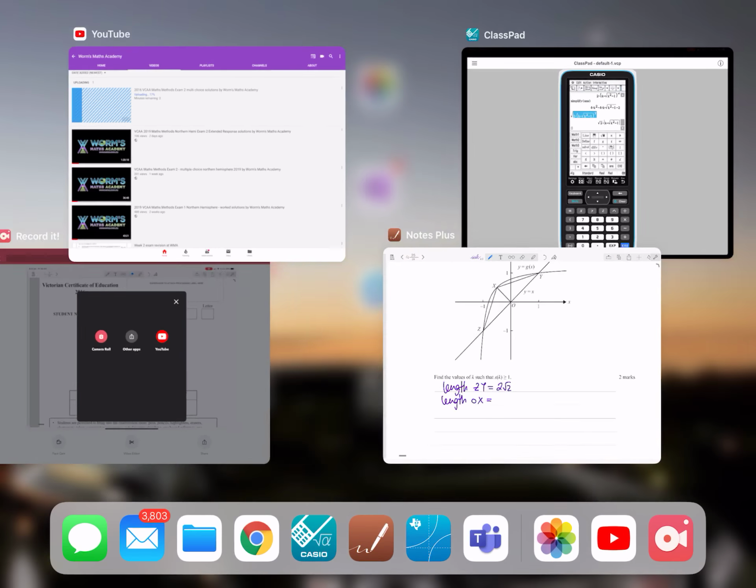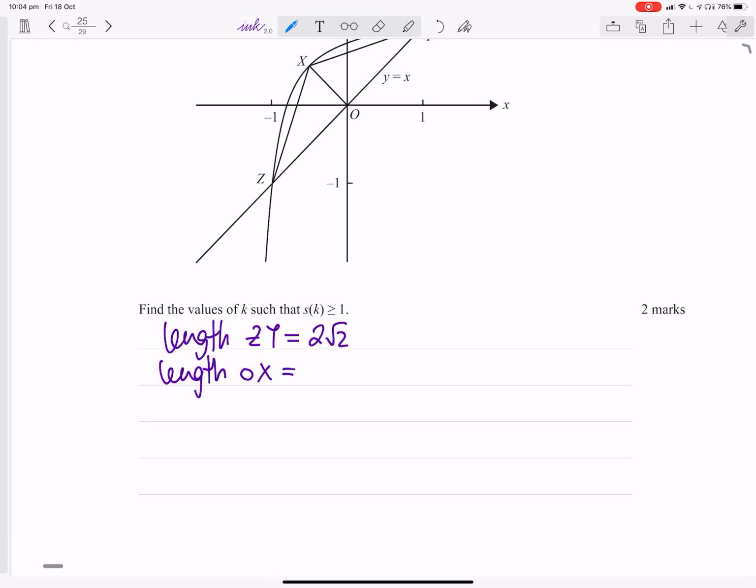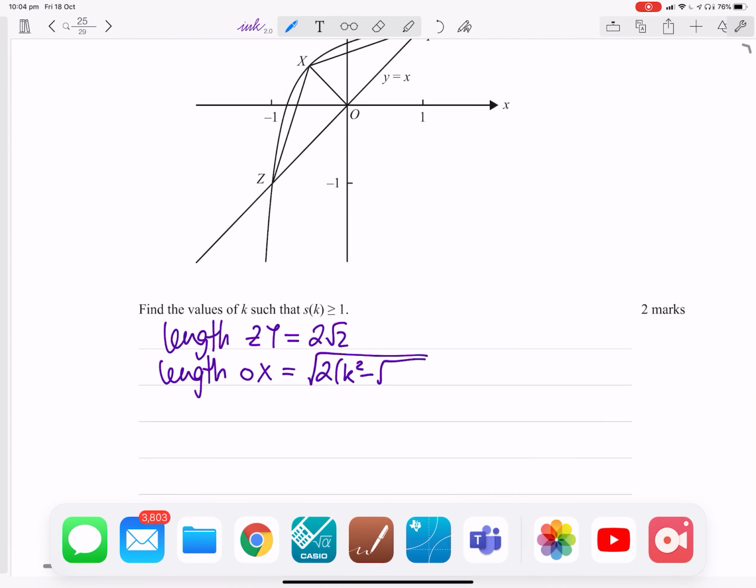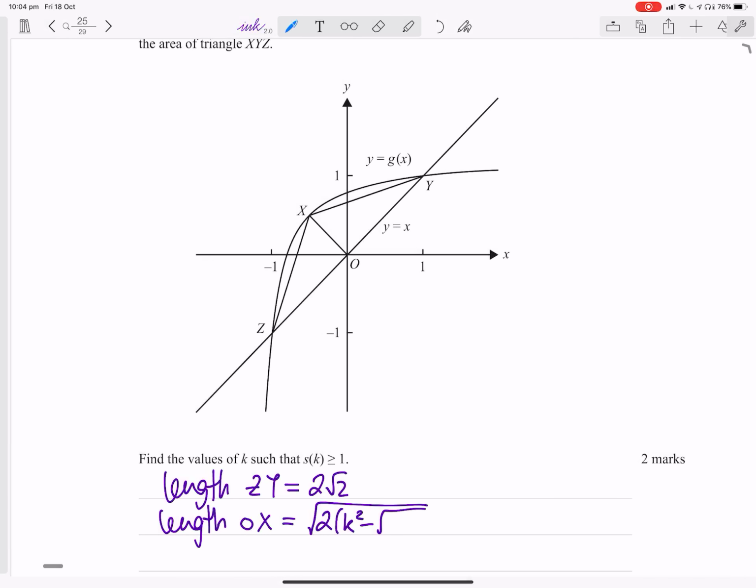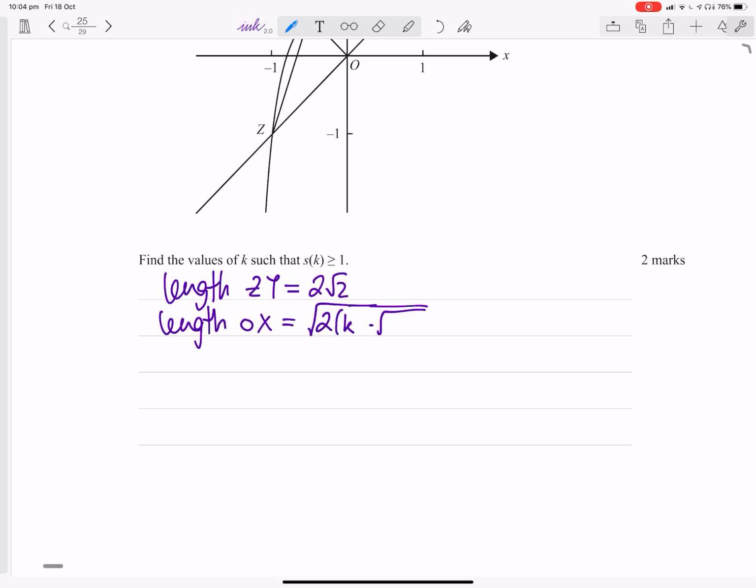Change back, you stupid thing. So we've got the length OX is the square root of 2k minus (k squared minus 1) squared, so k minus the square root of k squared minus 1, squared.